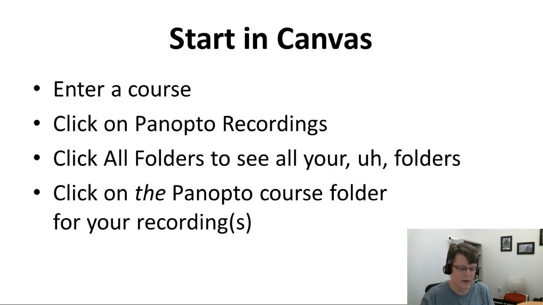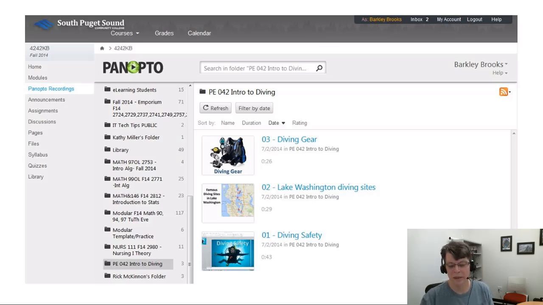So how do you do this? You're going to start in Canvas, enter one of your courses. At the far left-hand side, click on the Panopto Recordings button. This will pass you through into Panopto, and there on the left-hand side you see some folders and a little drop-down menu where you can choose all folders. So sometimes it's handy to see all the folders you have the ability to see. So whatever you want, eventually end up clicking on the folder for the class where the recordings are that you want. And it'll look something like this.